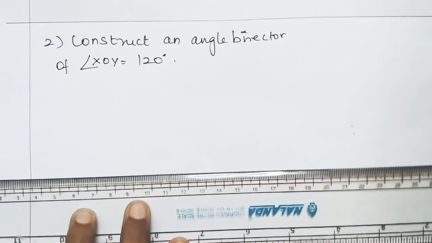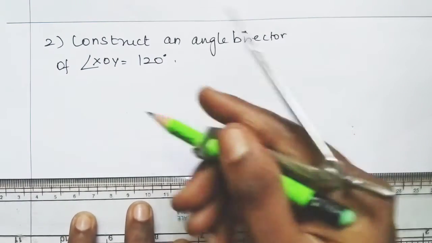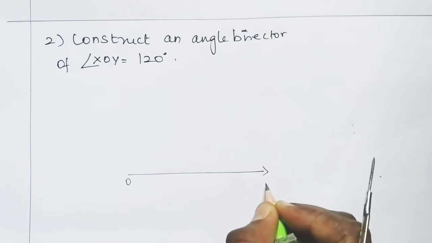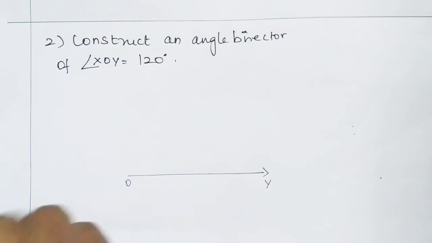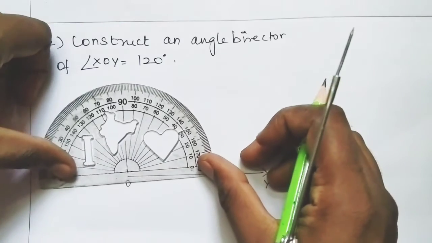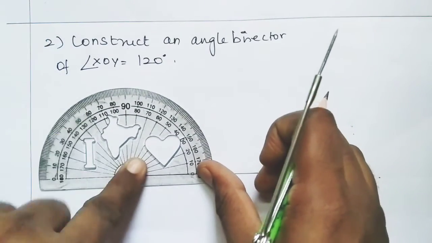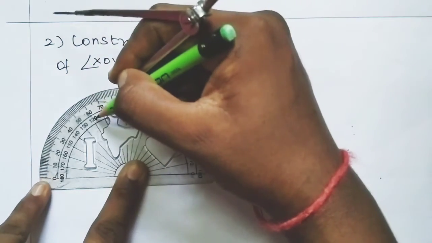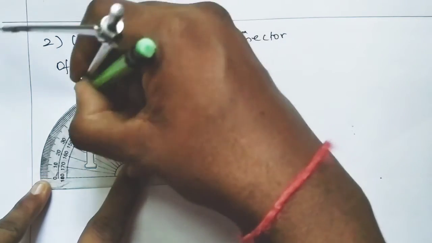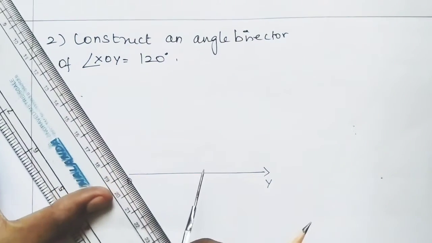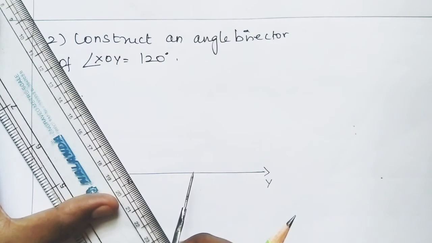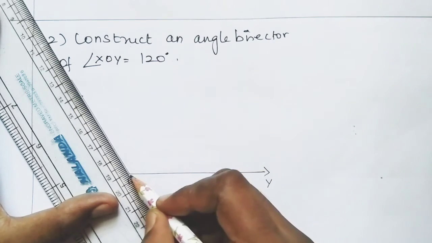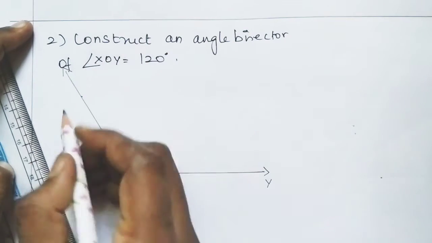Draw a ray. O and this is Y. Here we have X. So now take your protractor. Place your protractor at O. 120 degree is an obtuse angle, opened mouth. So you need to mark it here 120 degree. Then join it. Mark it as X.